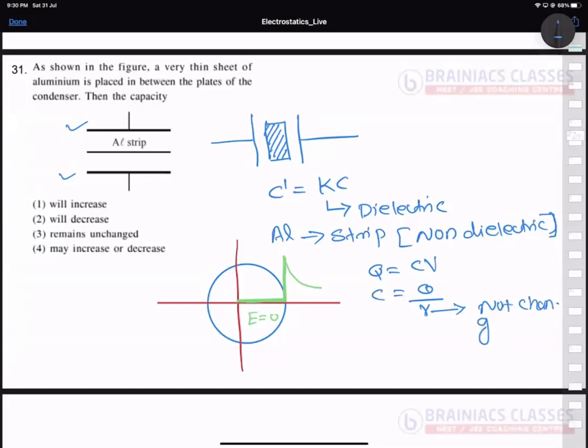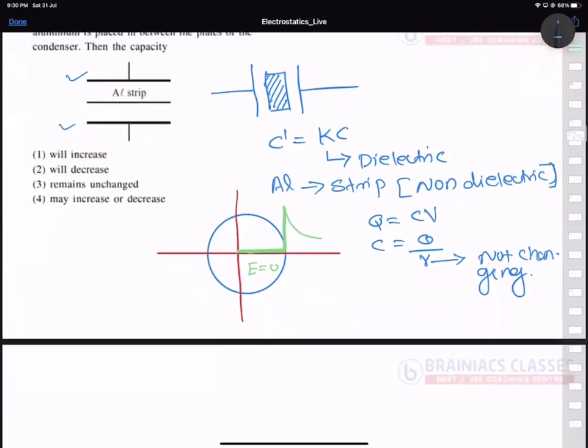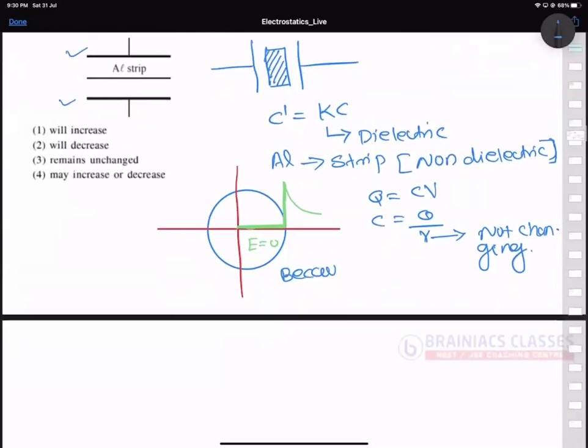V is not changing. Why am I saying that V is not changing? Because E, the electric field, is zero on it. E is zero because of the aluminium strip. At the aluminium strip's place there is no major difference, whether the aluminium is there or not. So there are no changes in the potential.